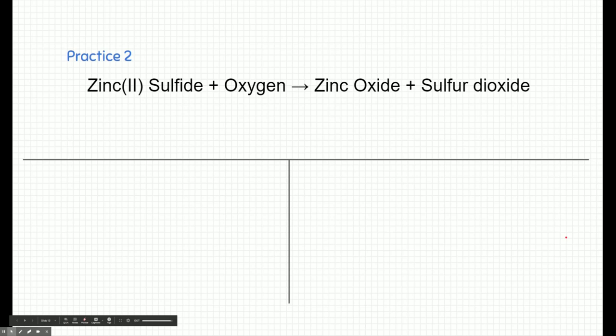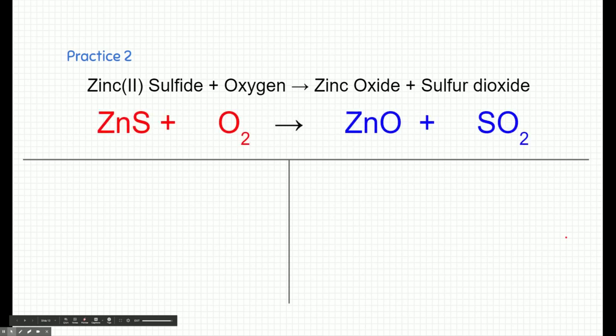All right, so here's a practice. Zinc II sulfide plus oxygen gives you zinc oxide and sulfur dioxide. That's a chemical reaction equation. Now, we're going to need to write the different compounds based on all the different hints we saw before. And I'm going to go ahead and show you what that looks like. Again, if you're struggling writing ionic or covalent compounds, you should really go back and review those.